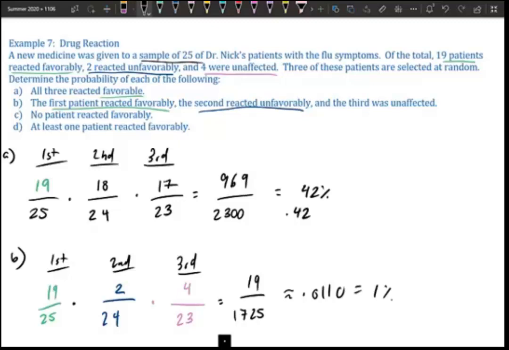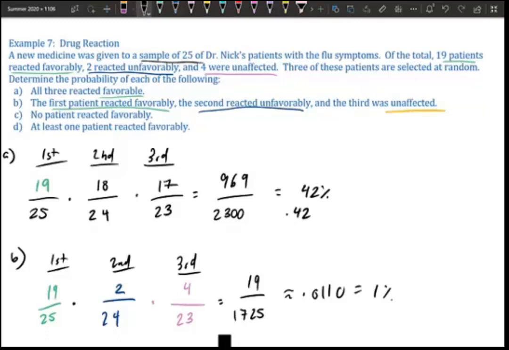Because that's very specific things you want, right? I want the first to be favorable, the second to be unfavorable, and the third to be unaffected. So those are very, very, very specific parameters. So that's why it's 1%.